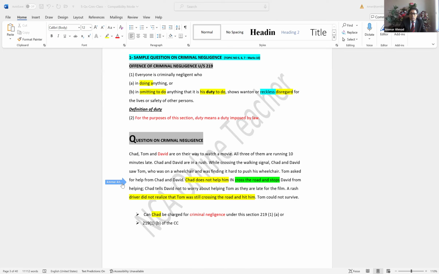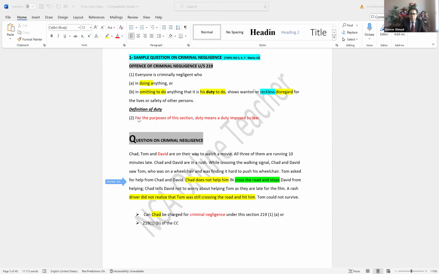So although Chad ethically has committed something which he should not have done, legally he was not bound to help Tom in crossing the road. Some kind of act has been committed, but the act has not been committed under the same circumstances or conditions as mentioned in the offense.